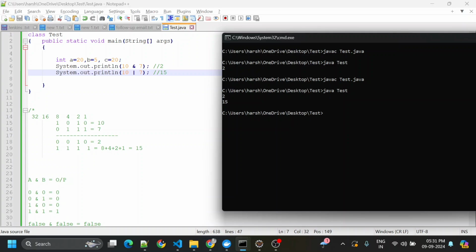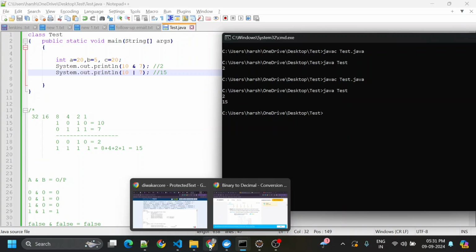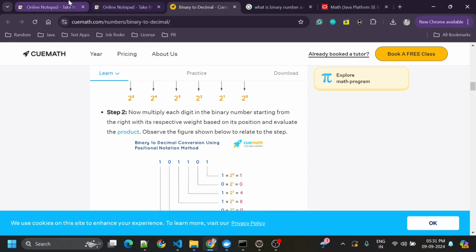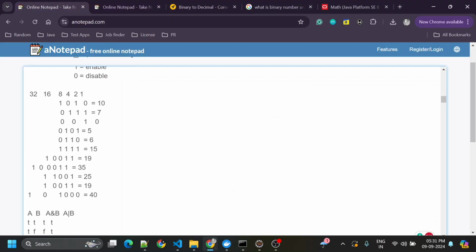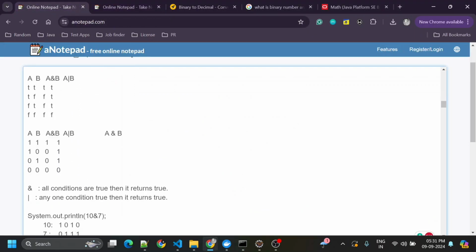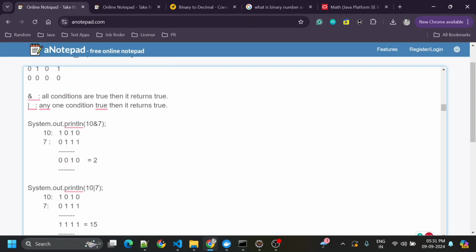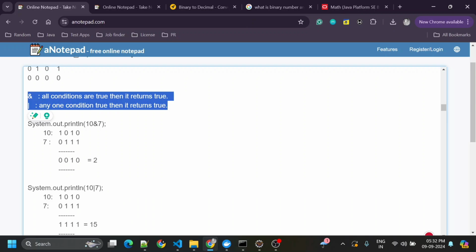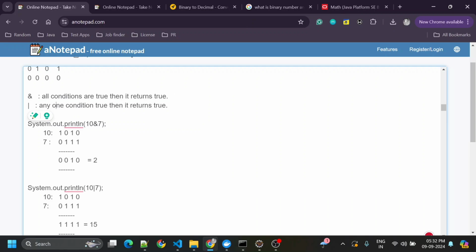So these are the bitwise operators, guys, and there is one more bitwise operator. Let's see that one as well. So basically this is the thing. In the AND case, if all conditions are true, then it returns true. In our OR case, if any one condition is true, then it returns true.